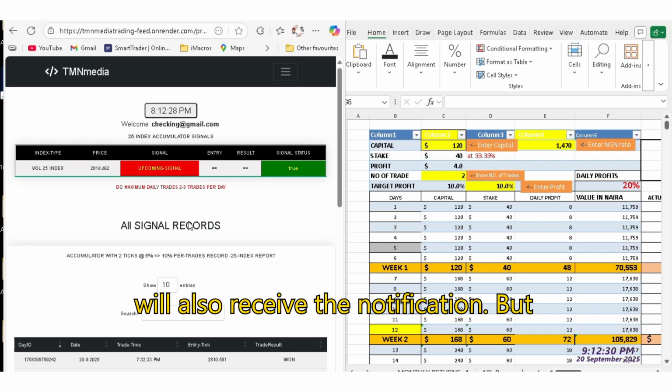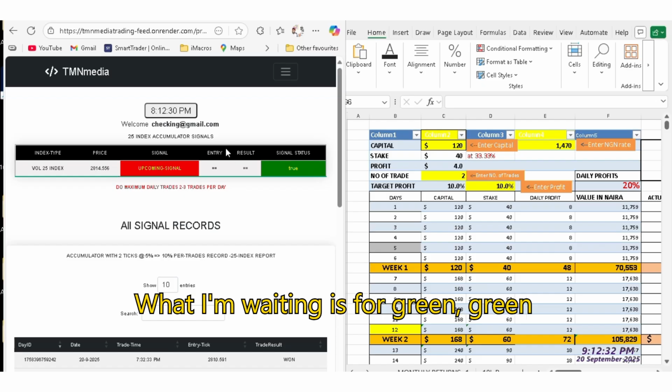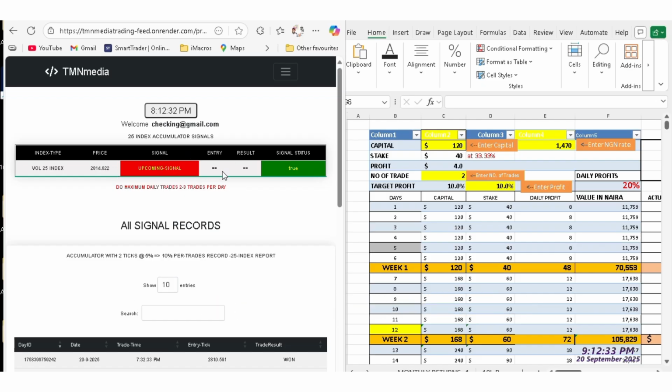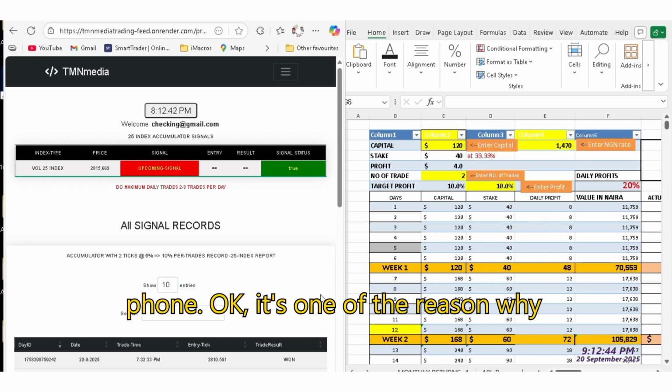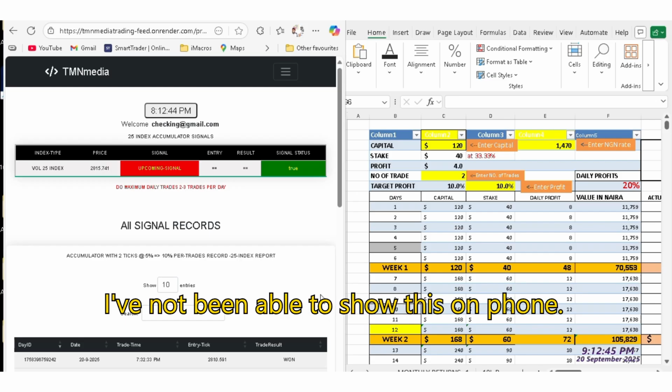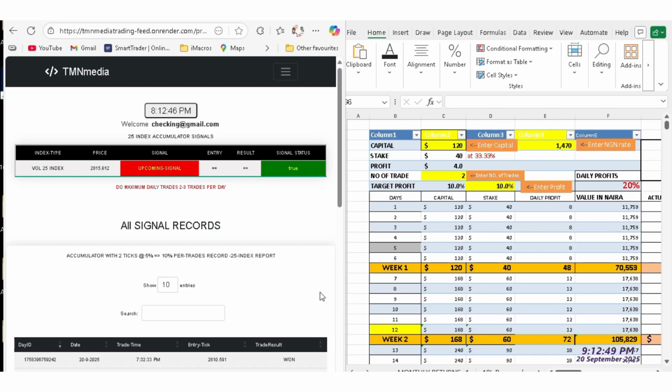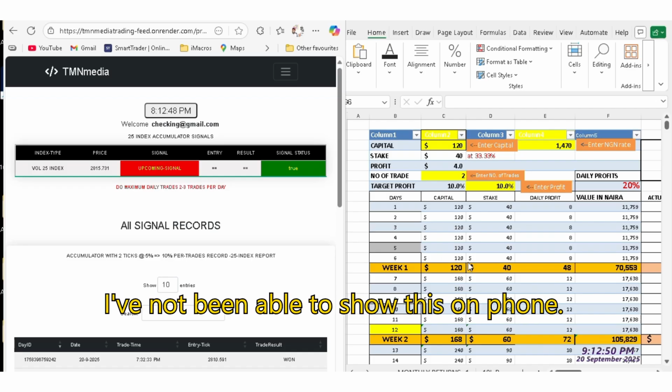And I will also receive the notification. But I'm not waiting for the notification. What I'm waiting for is green, green, enter. And I press boom, buy. That's all. This is why I've not been able to show this on phone. Okay? It's one of the reasons why I've not been able to show this on phone. Okay, I need you to understand.